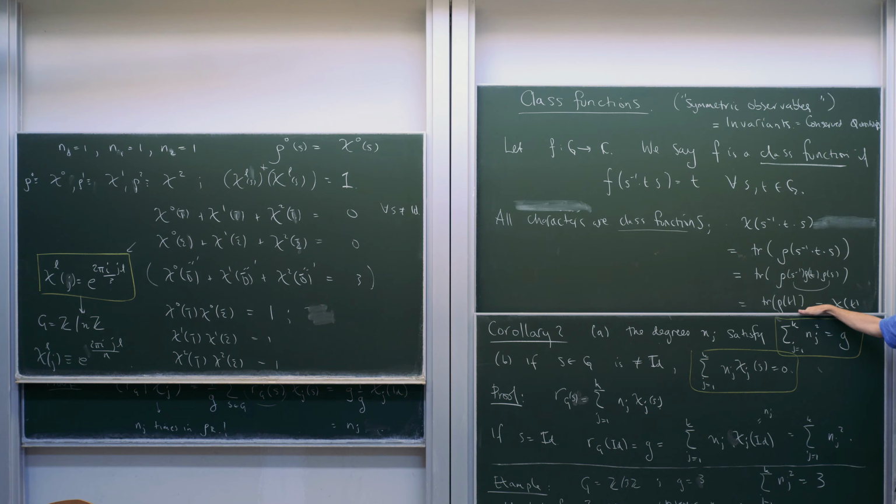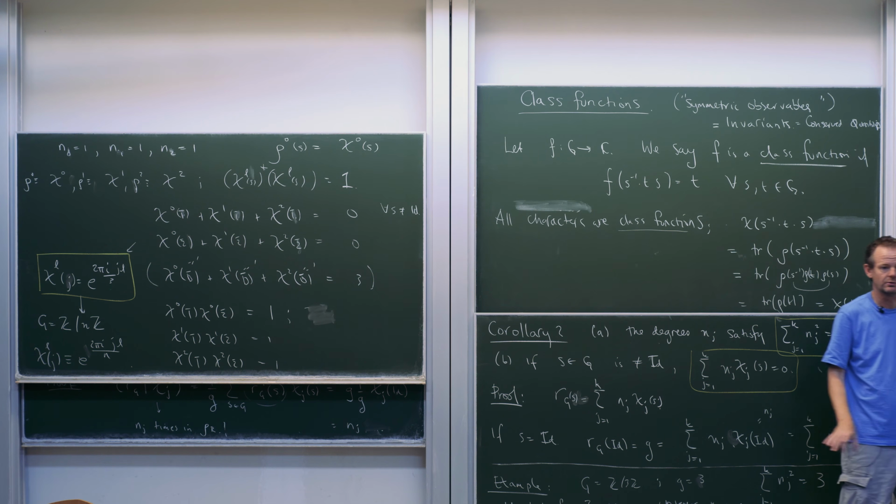And the answer is, of course, there are plenty of functions that are not equal to characters. But what we will prove is that every class function is a linear combination of these characters. So these characters form a basis for all the class functions.